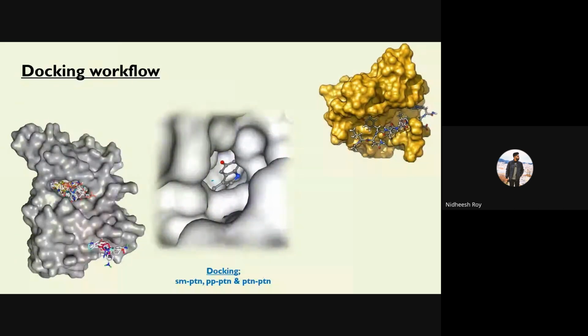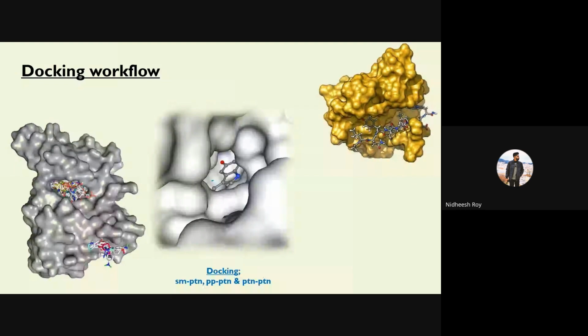Once the protein and ligand are properly prepared, we move on to the docking step itself. At this stage, docking is used to predict how two molecules interact in three-dimensional space. Depending on the nature of the interaction partners, docking can be broadly classified into three types. Some of you might already have knowledge about this. The three types are small molecule to protein docking, peptide to protein docking, and protein to protein docking, which is very complex.